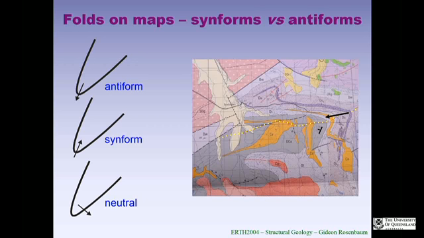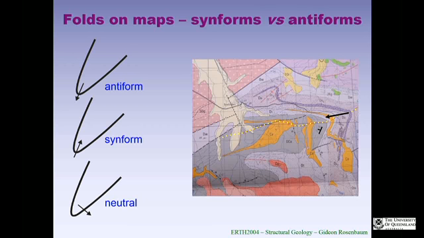Antiforms will have plunge that's going away from the structure, so that's what we see here. And neutral folds will have a plunge that will go perpendicular to the strike of the axial plane. So you can't really define whether it goes in or out. Okay, so how do we do?